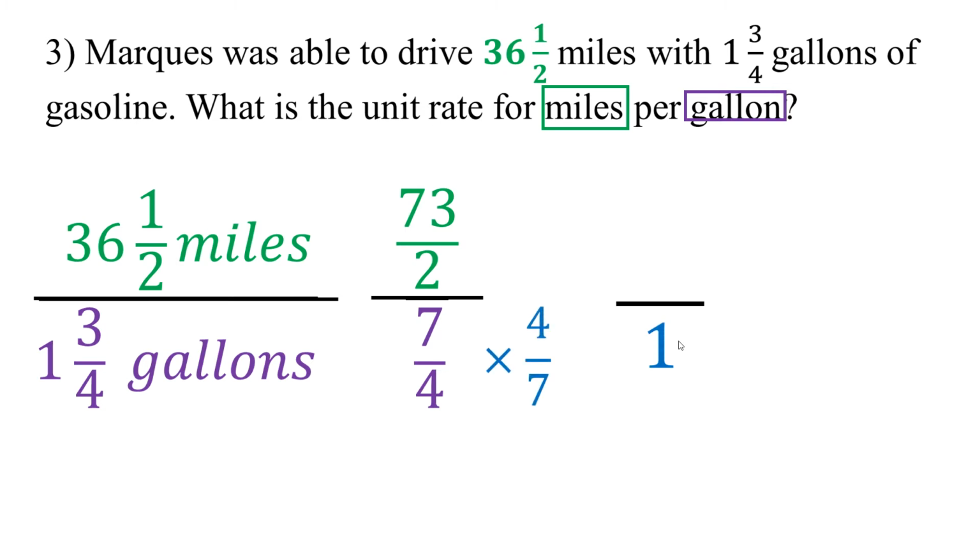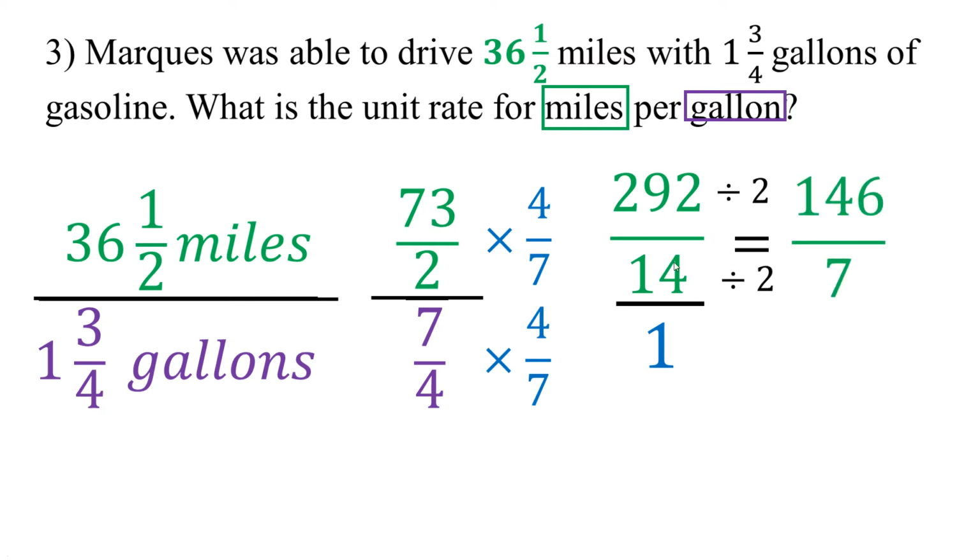So we're multiplying by the reciprocal. Do the same to the numerator. Multiply across. I would recommend cross canceling here, 4 divided by 2. But on here I didn't. So at the end I'm going to have to simplify by 2. And you'll get 146/7. Now, how many miles is that?